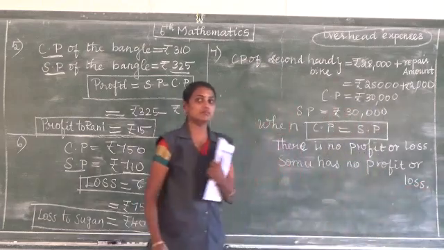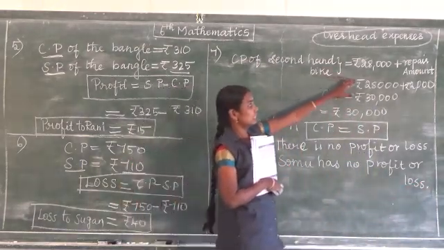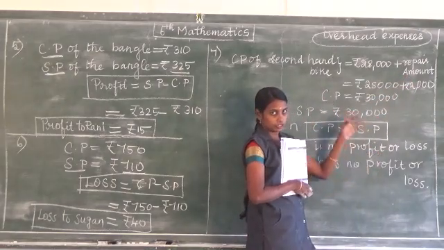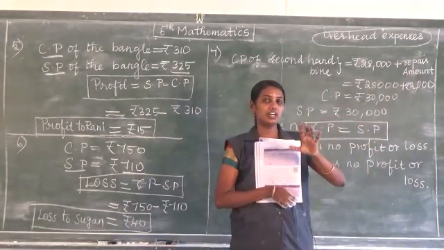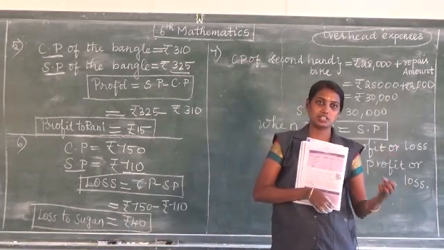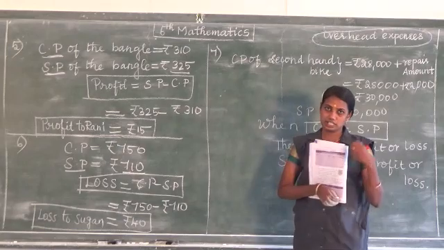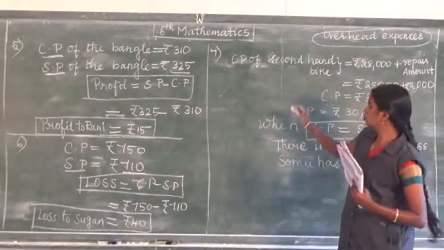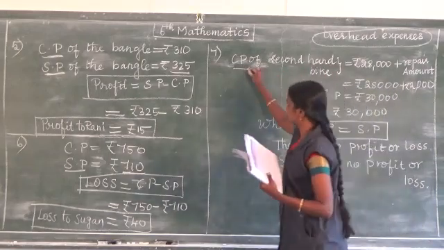It's very easy, but if you don't add this repair amount, you will get the answer wrongly. So the cost price is included with the extra amount, whether it's extra furniture amount, extra vehicle amount or transport charge, whatever extra you are spending, it's included with the cost price.